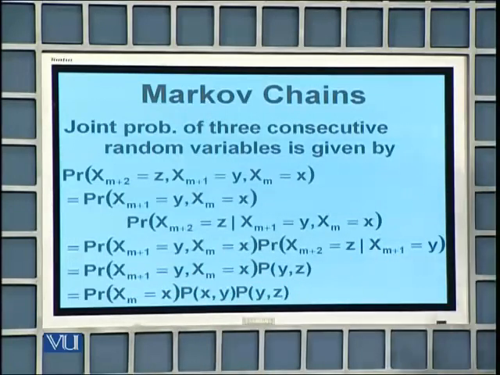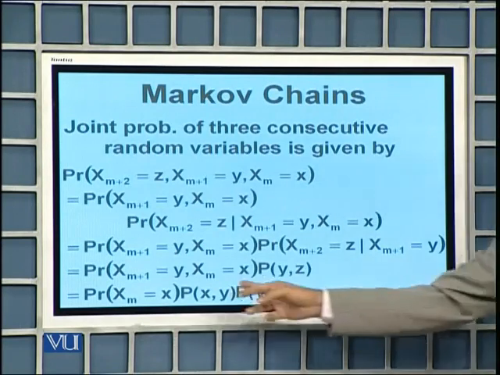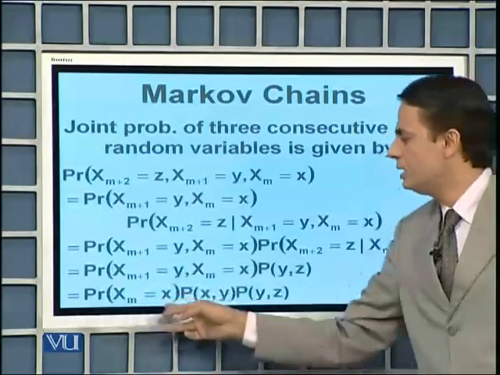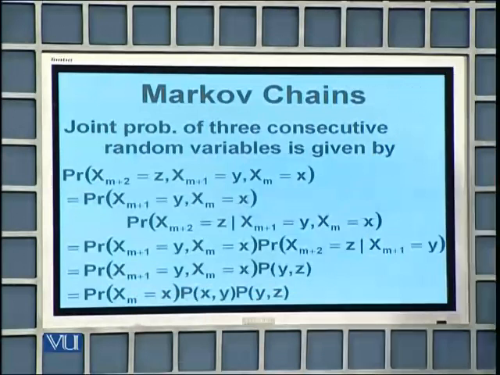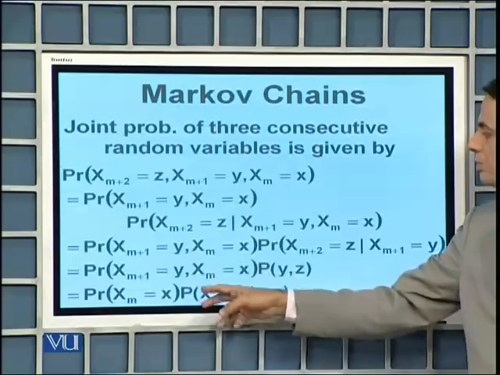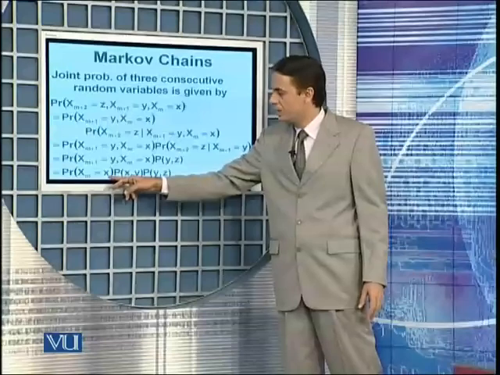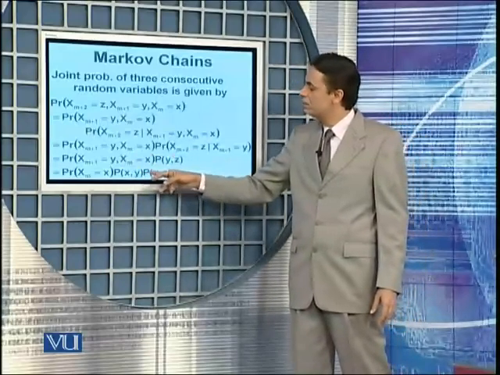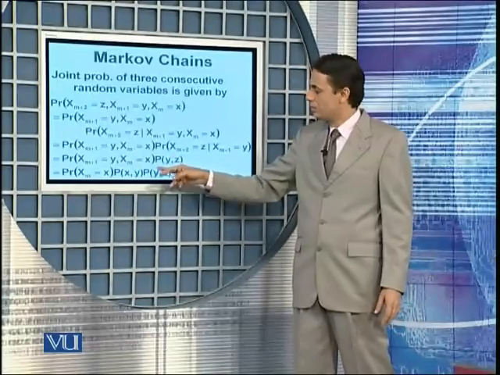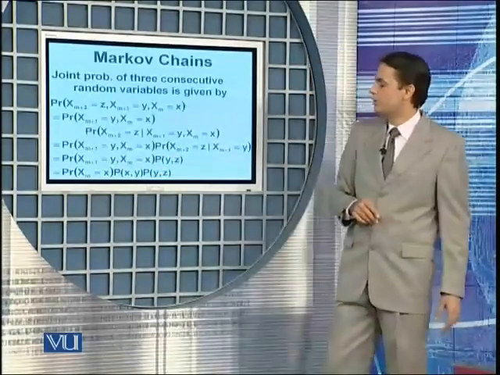So if we have three consecutive random variables, their joint probability is a multiplication of three things. First is the unconditional probability of the random variable which has the smallest sampling time or smallest index, then multiplied by the transition probability from that random variable to the next random variable, followed by multiplication with the transition probability from the middle random variable to the random variable which has the largest sampling instance.